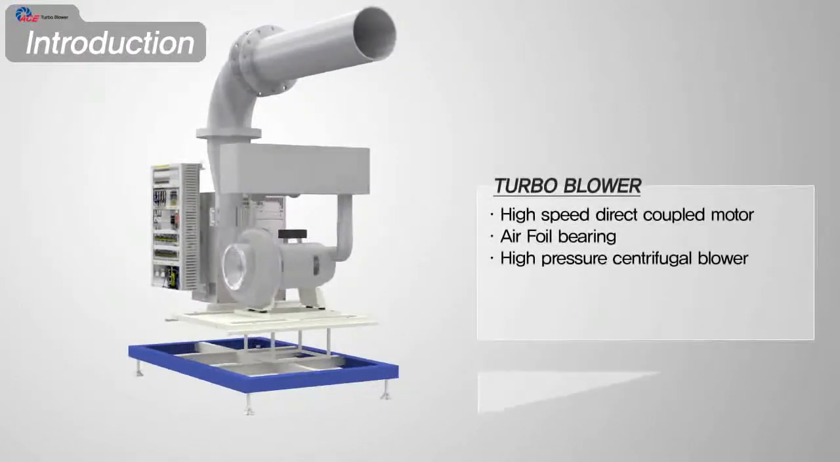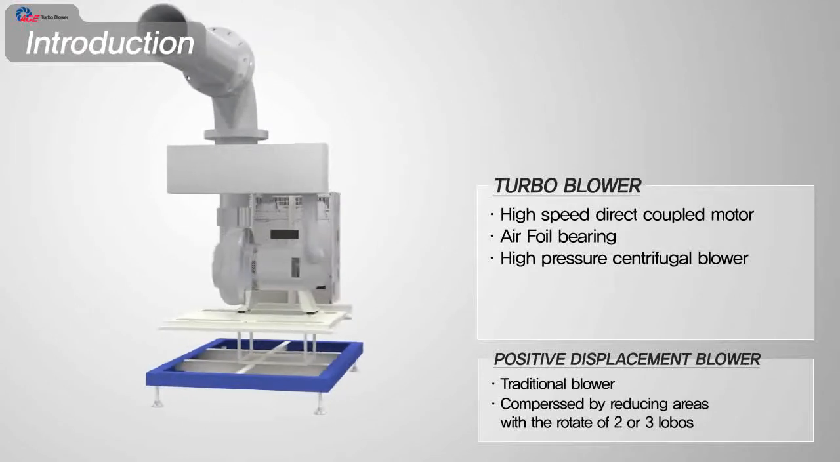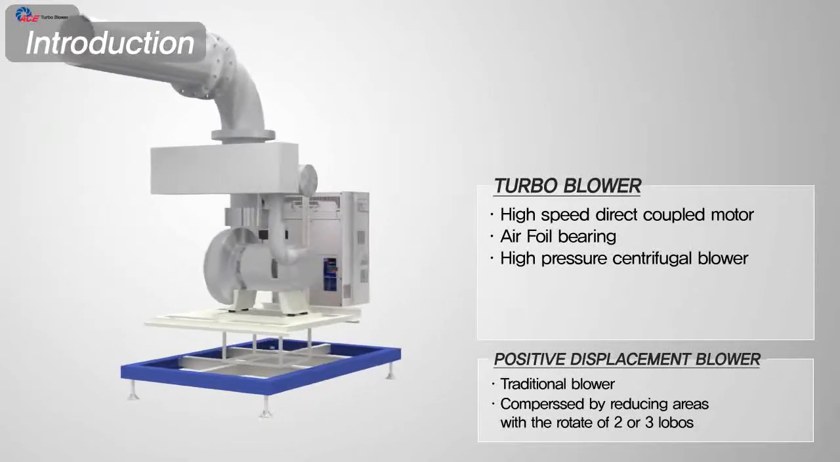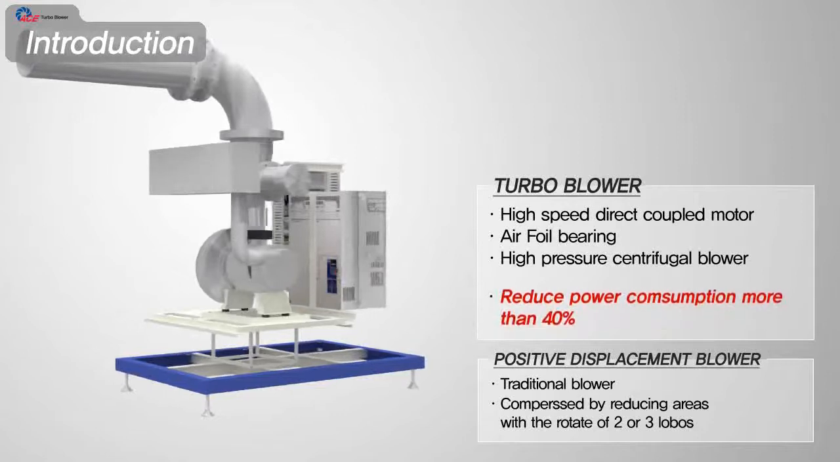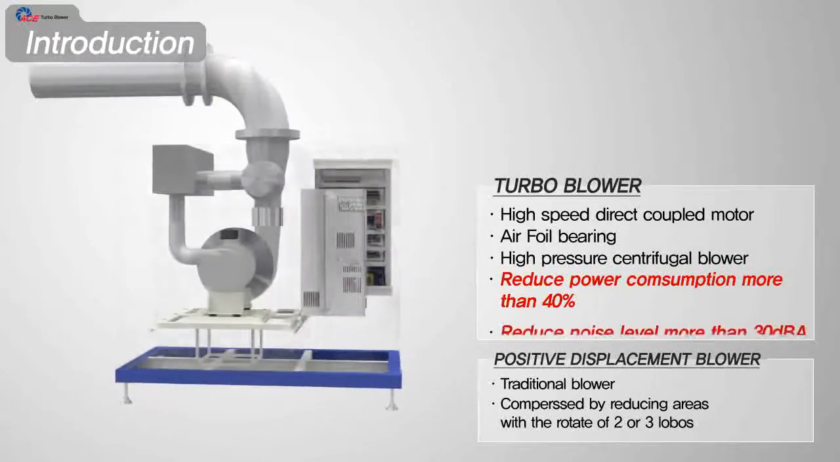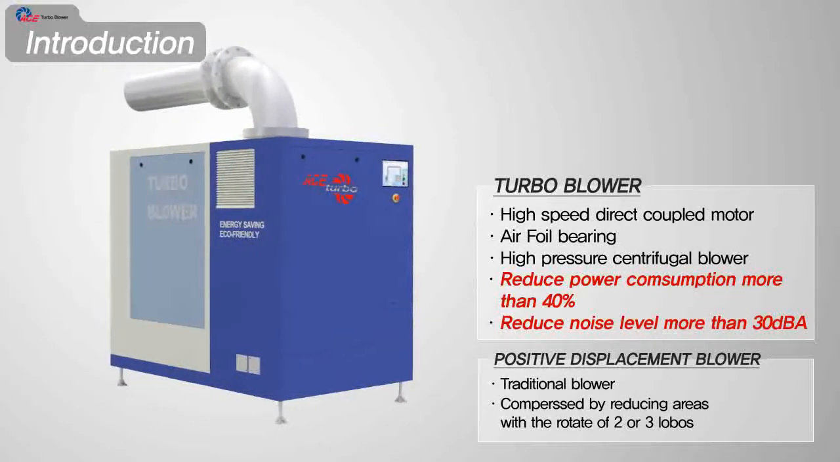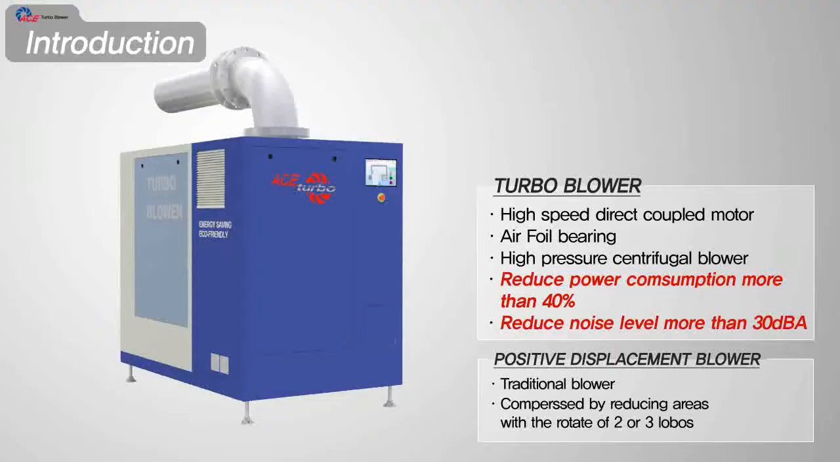The traditional high-pressure blower is the positive displacement blower, which is compressed by reducing areas with the rotation of 2 or 3 lobes. Turbo blower is 40% more efficient in energy saving and also reduces noise level by more than 30 dBA compared to the positive displacement blower.